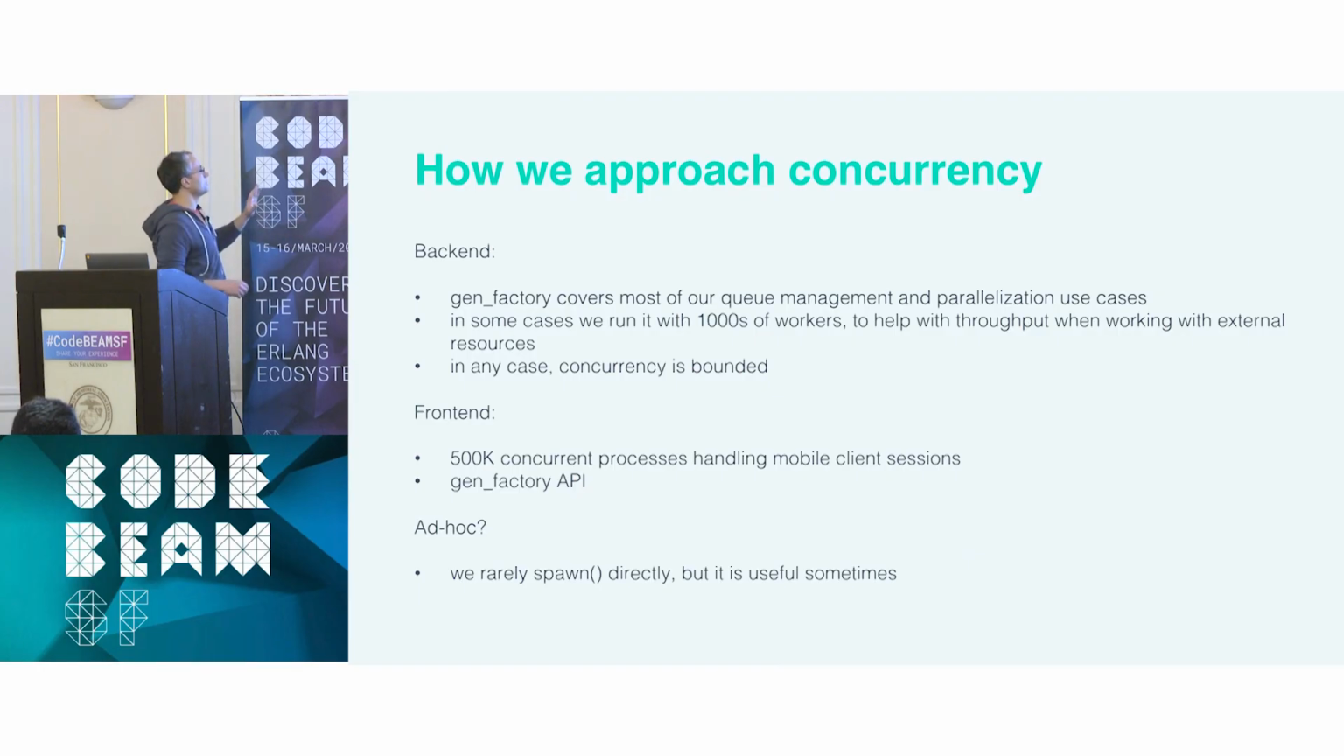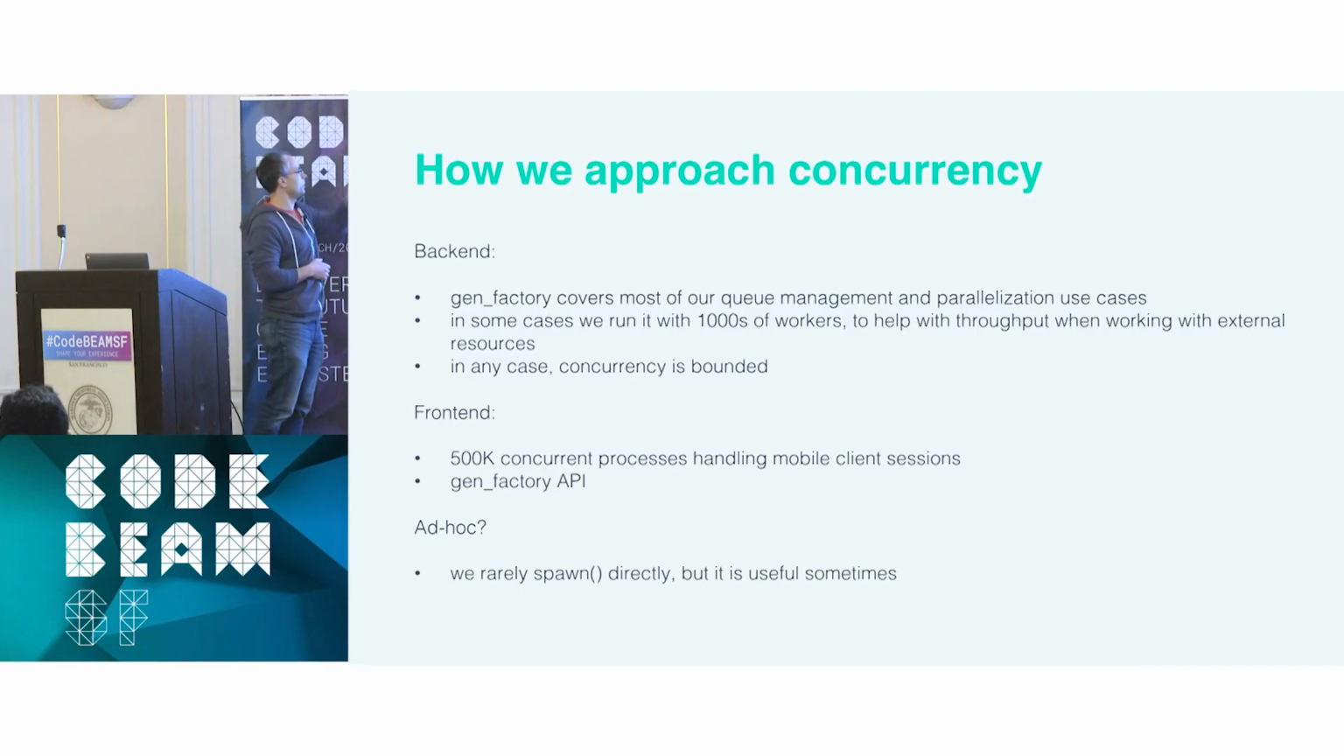To sum it up, this is kind of the framework for how we approach concurrency. In backend, in fact, pretty much all of the use cases go through GenFactory, which is a worker pool with various configuration depending on what the backend does. Sometimes we run it with just a handful of workers to parallelize across the available CPU cores, or with many more workers if we're going to external resources and have some either long latencies or uneven latency distribution. And Erlang works really, really well with that.